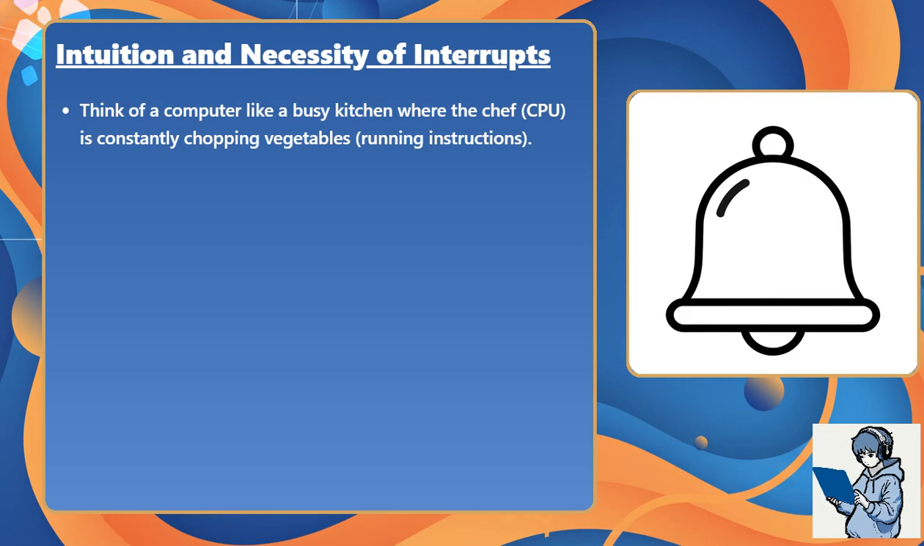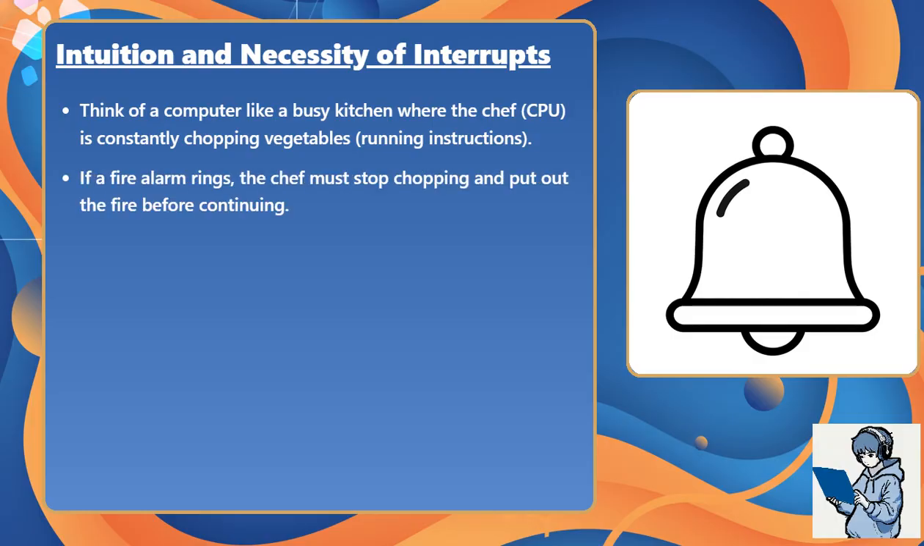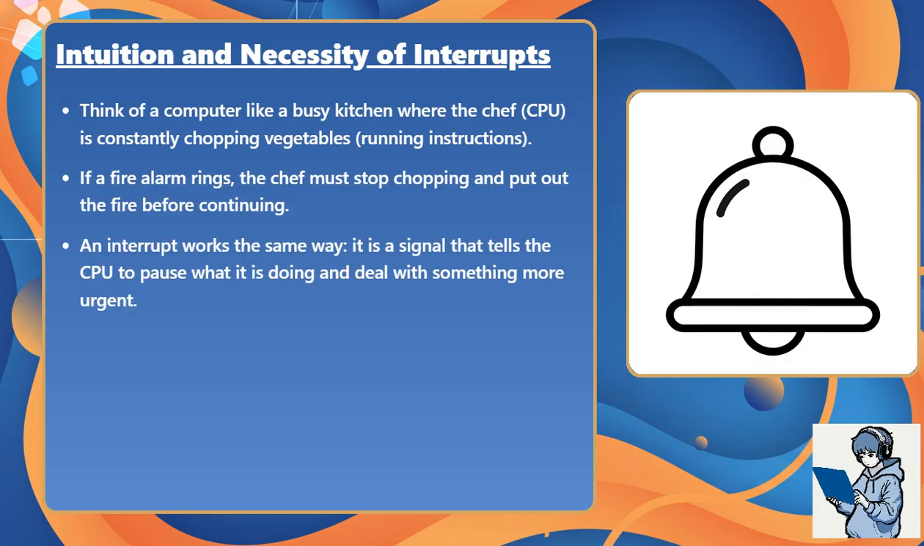Think of a computer like a busy kitchen, where the chef, the CPU, is constantly chopping vegetables, running instructions. If a fire alarm rings, the chef must stop chopping and put out the fire before continuing. An interrupt works the same way. It is a signal that tells the CPU to pause what it is doing and deal with something more urgent.